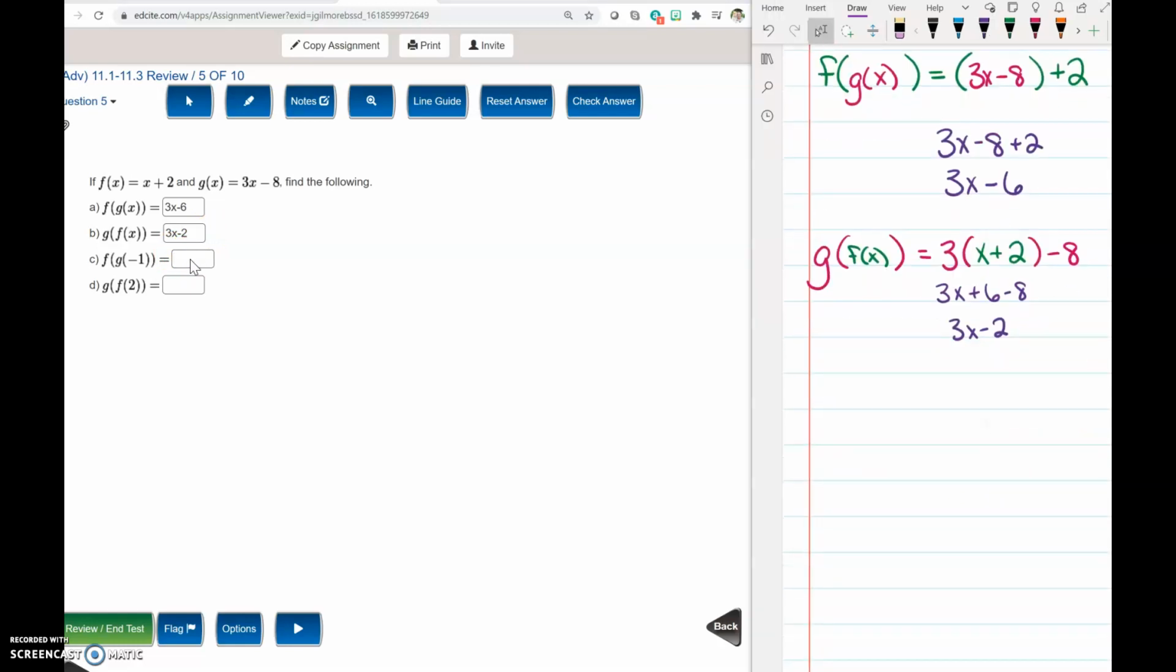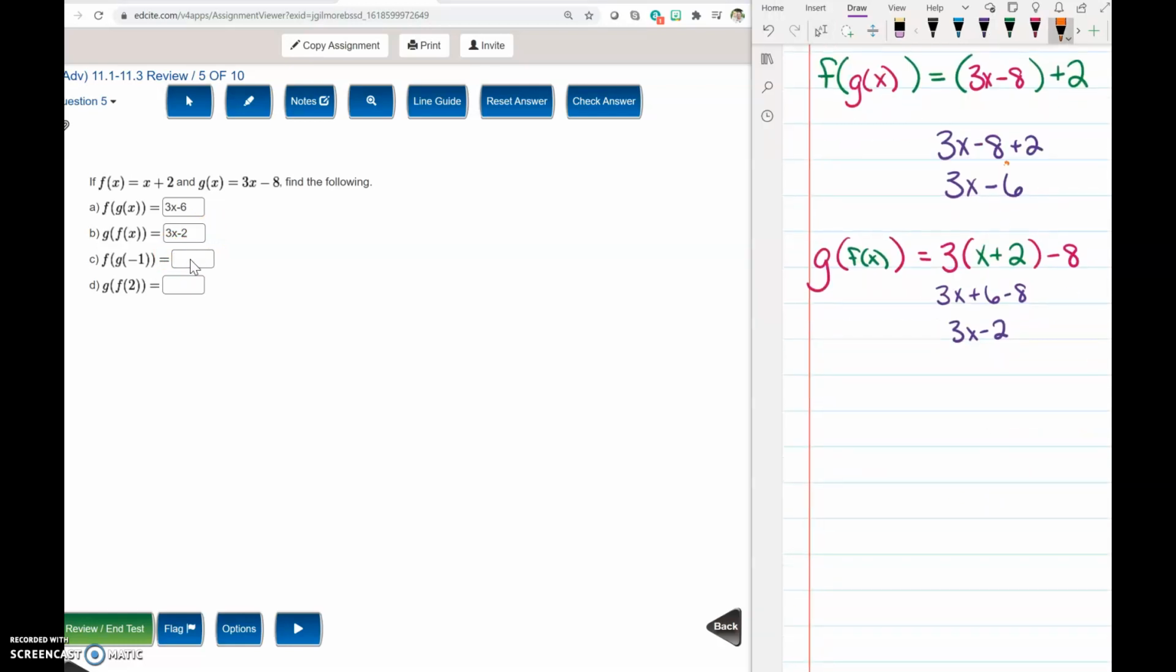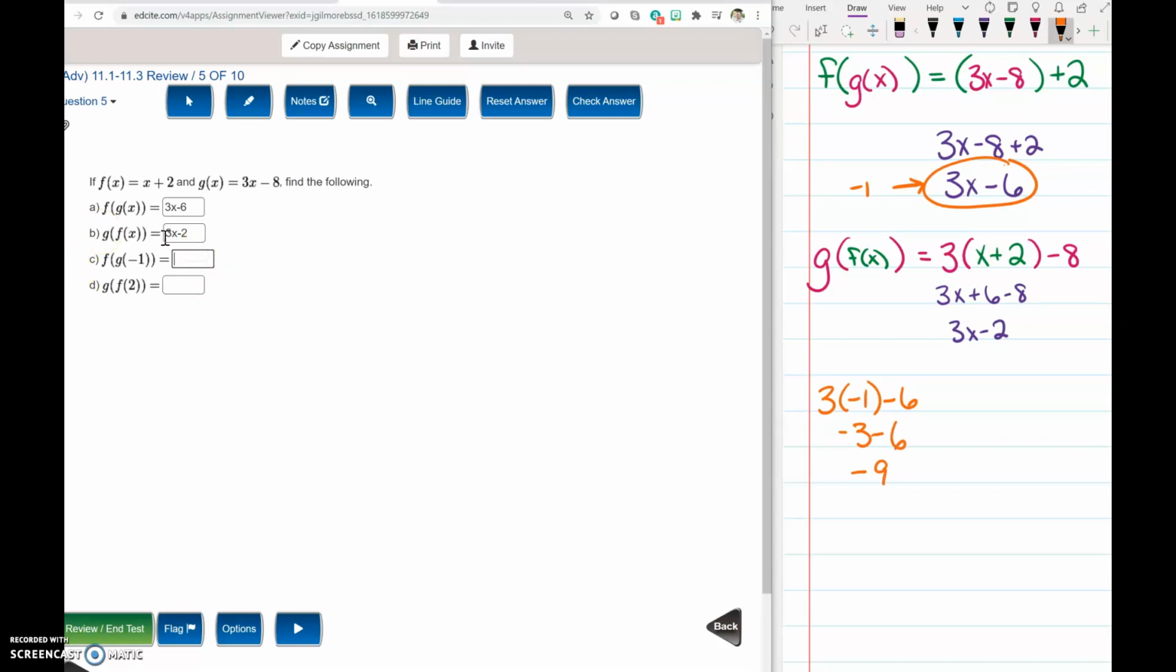For part C, you are going to use what we got in part A, f of g of negative 1. You're going to take this answer and plug negative 1 into it. So 3 times negative 1 minus 6, that's negative 3 minus 6, which is negative 9. And again, this is not a math field, so just type in the minus sign and the 9.